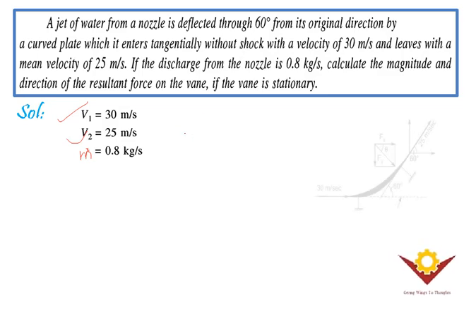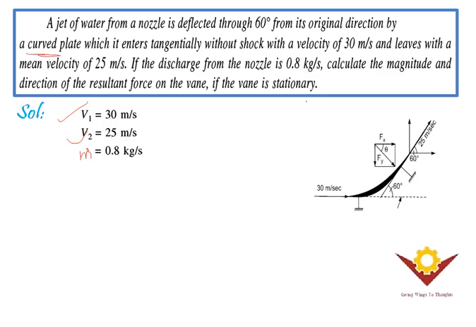Clear? And the next, this is your figure. He said only about the curved and the stationary, but he did not mention whether it is striking at the center or a tip. He just gave a original direction. Original direction will be horizontal. He is not mentioning any angle, right? So that's why you're taking a horizontal one. And now this jet will deflect through an angle of 60 degrees. Clear?